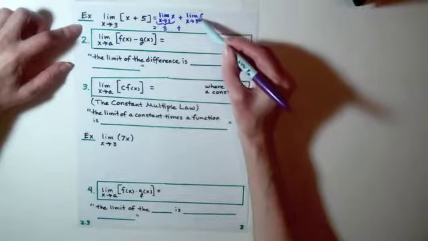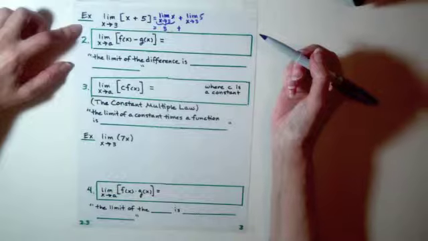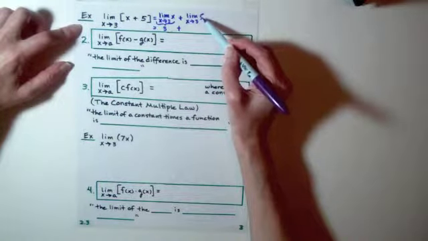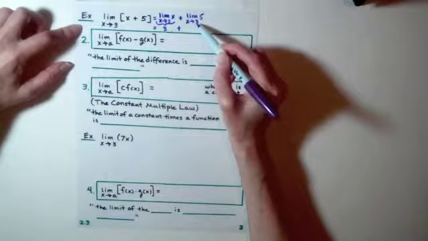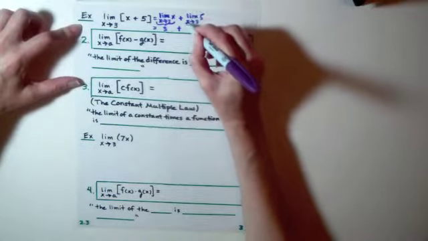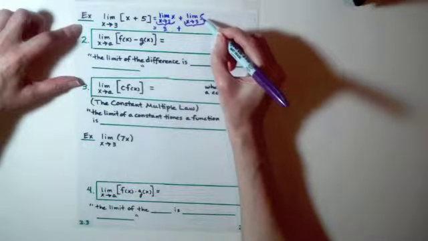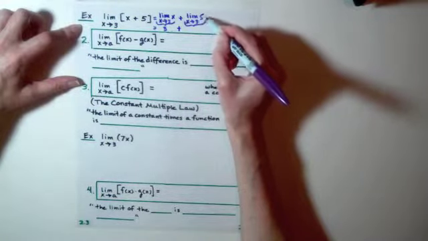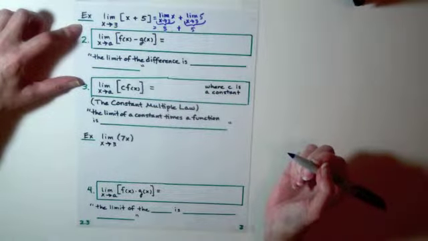Well, 5 is a constant function, so that's the limit of a constant. And remember, the limit of a constant is just that constant. So the limit as x approaches 3 of 5 is the limit of a constant function 5, and that limit should just be equal to our constant. That will be equal to the number 5.